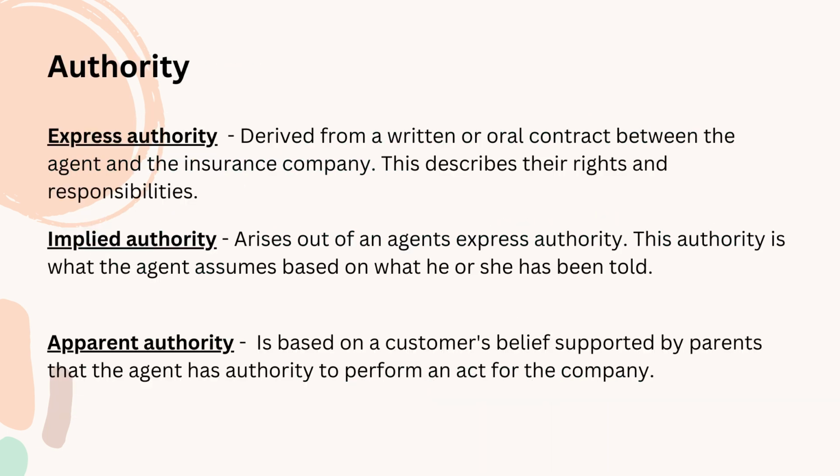Authority. Express authority, derived from a written or oral contract between the agent and the insurance company. This describes their rights and responsibilities. Implied authority arises out of an agent's express authority. This authority is what the agent assumes based on what he or she has been told. Apparent authority is based on a customer's belief, supported by appearances, that the agent has authority to perform an act for the company.